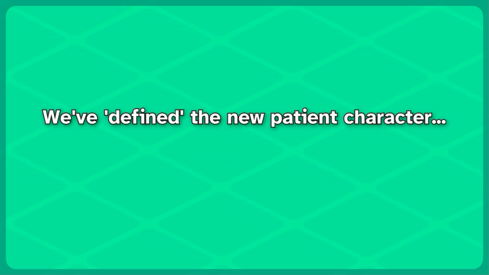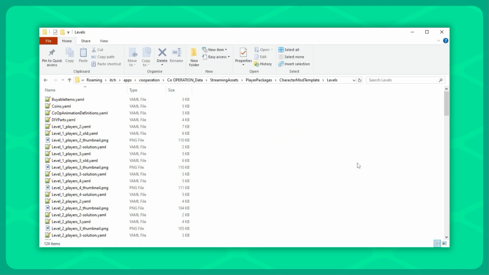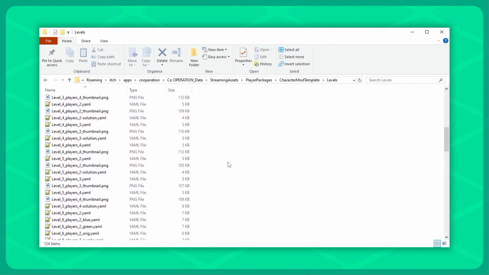it should use, but how do we actually have the patient appear in the different levels of the game? Well, as we saw earlier, the package's levels folder contains files for every variation of every level in the game. Since 2 to 4 players can control characters in the game, each level has a version for 2, 3 and 4 players. For example, Level 1 Players 2 is the version of Level 1 that will be loaded if 2 players have joined the game, and Level 5 Players 4 is the version of Level 5 that will be loaded if 4 players have joined the game.